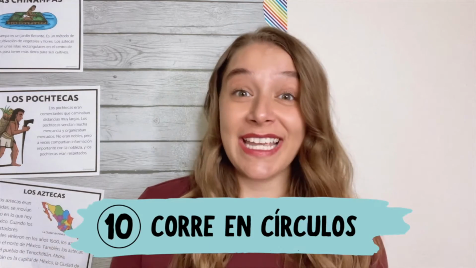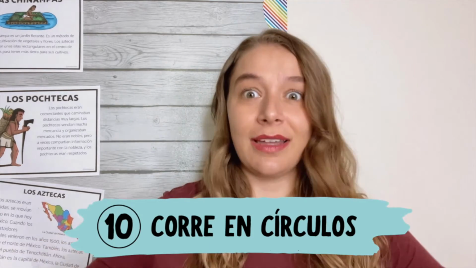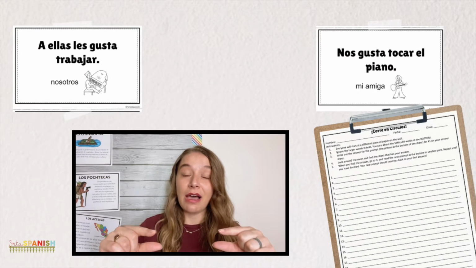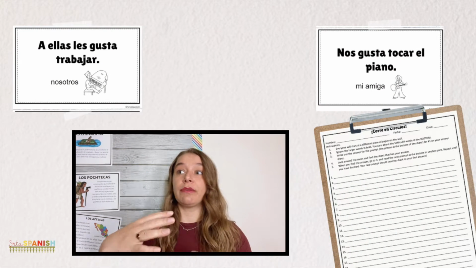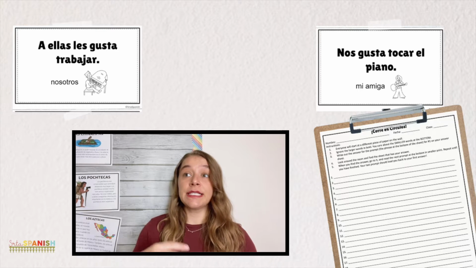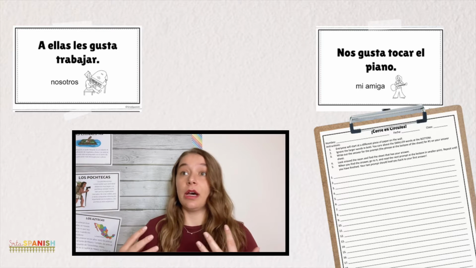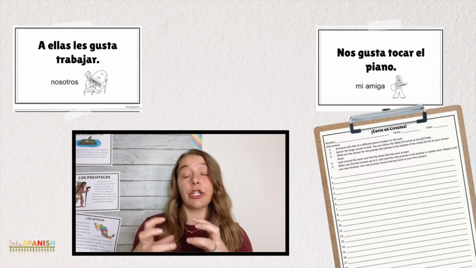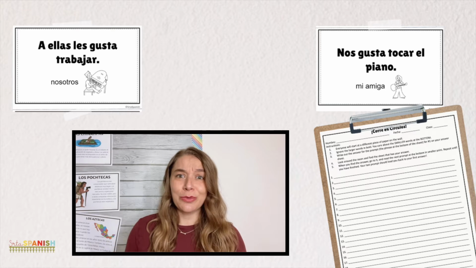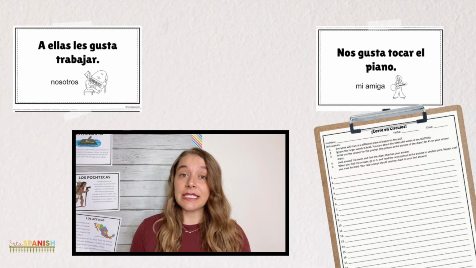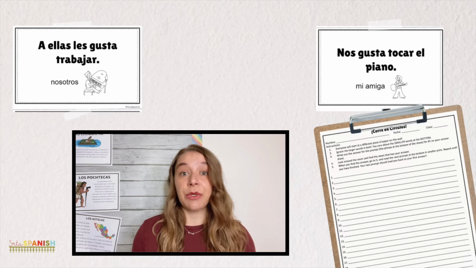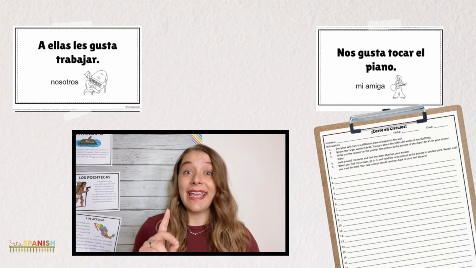Up next is Corre and Círculos, which I have shared about a ton on my channel before. The way that it works is that on the bottom half of a sheet of paper, you're going to put a vocabulary word, a phrase, a picture. It could be a couple pictures together illustrating something. It could be even a riddle. It's very important that they can tell exactly what that word is, and there's only one answer.